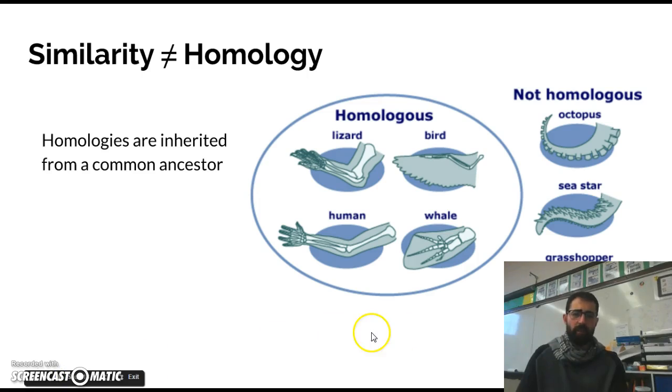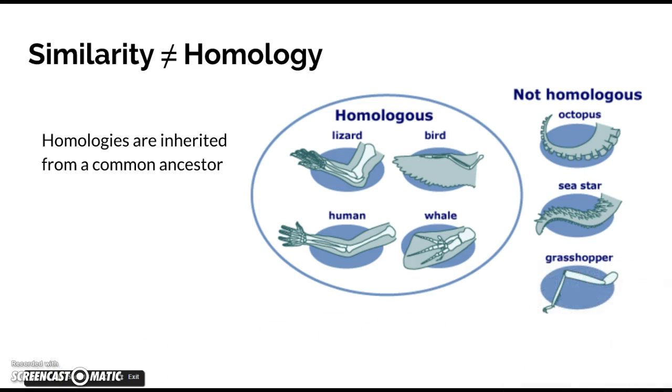It's important to remember that similarity is not the same as homology. We can't look and say, hey, octopuses, sea stars, insects, lizards, birds, humans, and whales all have limbs. Therefore, they're all the same. They're all inherited from a common ancestor. And that's not the case, because even when we look at how these limbs are structured, they are very different from how tetrapod limbs are structured.